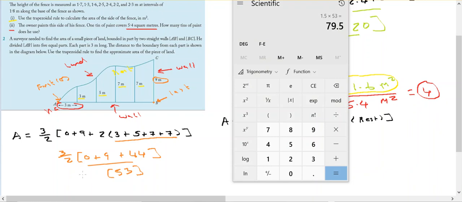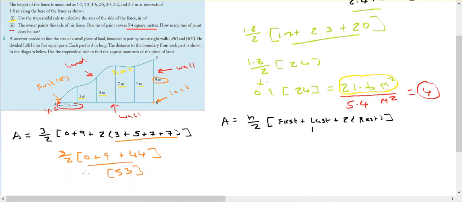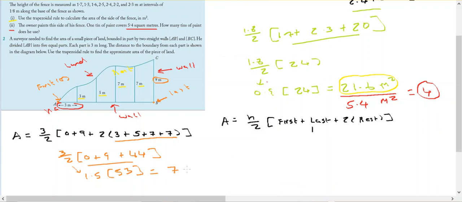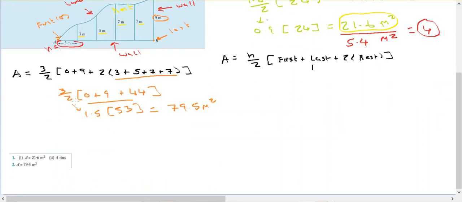So that's just you're turning the fraction into a decimal, 1.5, then you're multiplying it by this, and it's equal to 79.5 meters squared. Okay, so that's your area, that's your answer to question 2. And again, we'll just double check to make sure it's right. So it is, this is your answer here.